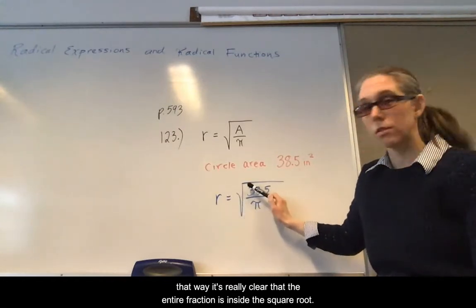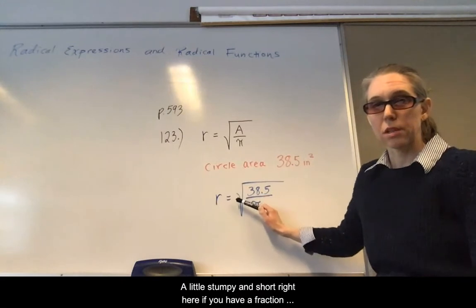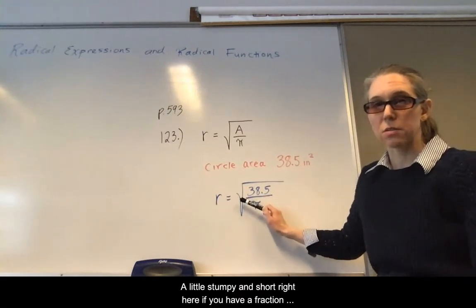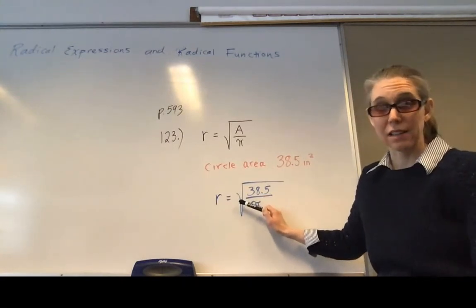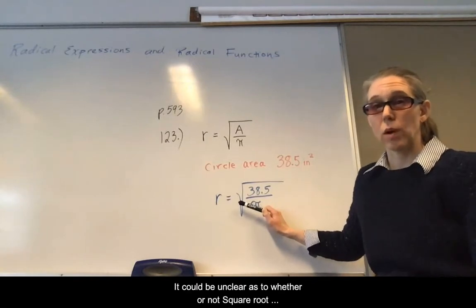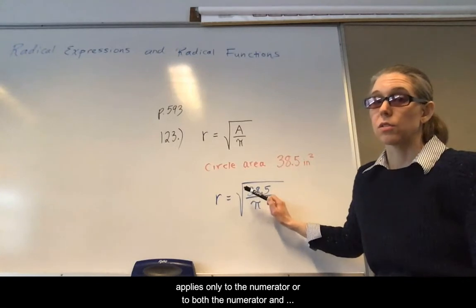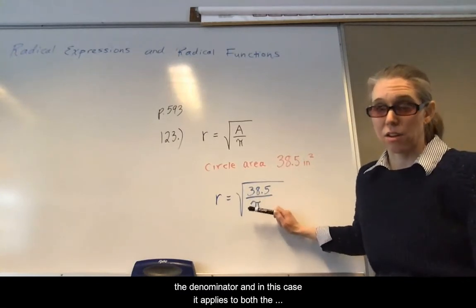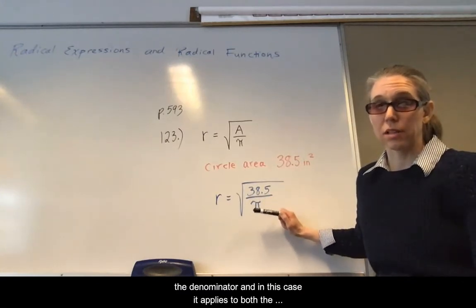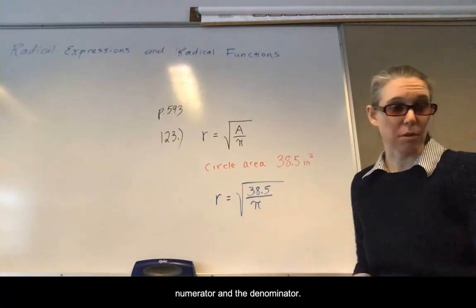Don't make the square root a little stumpy and short right here if you have a fraction, because then it can become unclear. It could be unclear as to whether or not the square root applies only to the numerator or to both the numerator and the denominator. And in this case, it applies to both the numerator and the denominator.